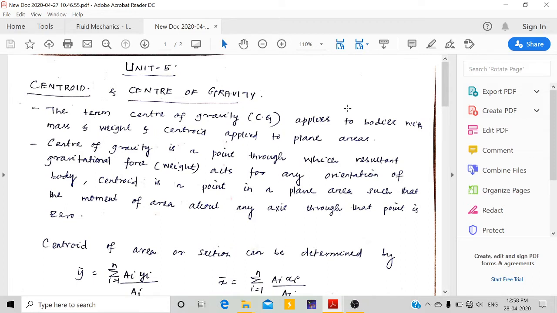Hello everyone, and in today's video I am going to explain what is centroid and center of gravity. Many times there arises a doubt about what centroid and center of gravity are. So in this chapter we are going to find out how to calculate the center of gravity for different types of composite sections. So first thing, what is centroid and center of gravity?